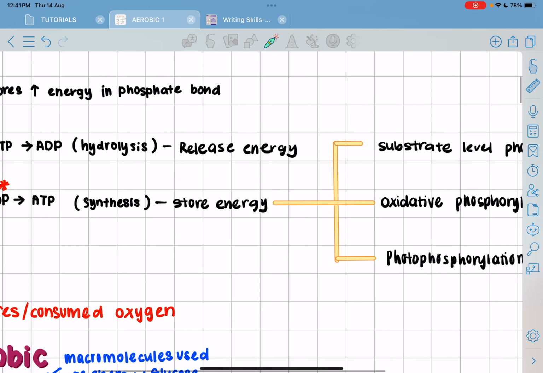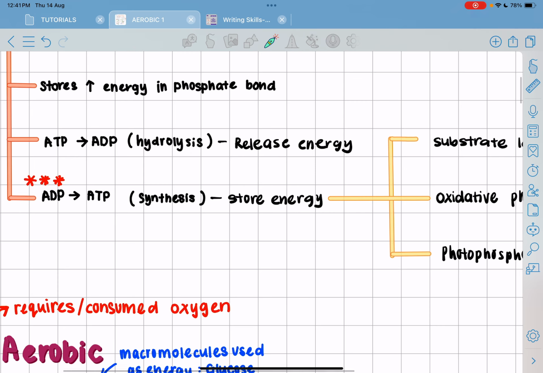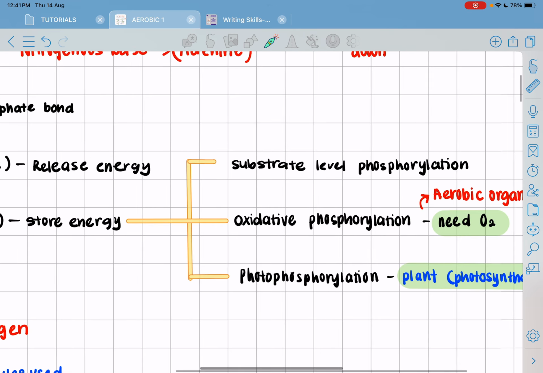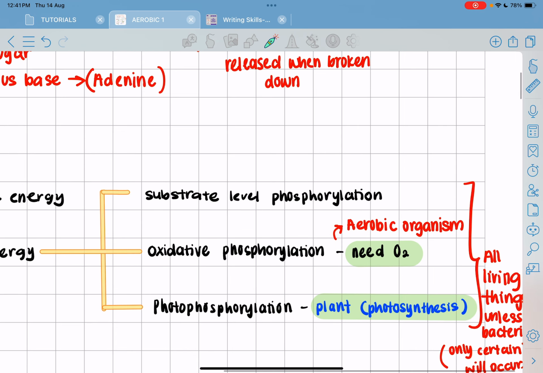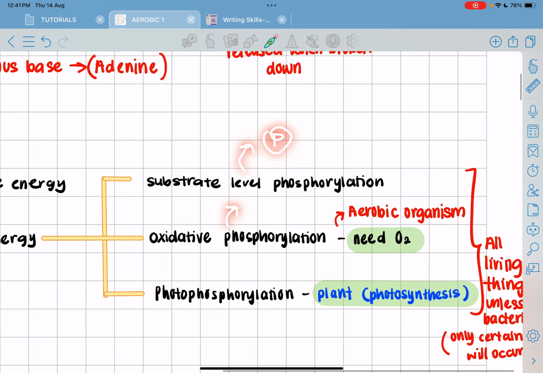So, okay. We go to ATP synthase. We have three types. First, we talk about substrate level phosphorylation. We have oxidative phosphorylation. We have photophosphorylation. Now, substrate level phosphorylation is basically adding of phosphate. Oxidative phosphorylation requires O2. Photophosphorylation only happens in plants. Photophosphorylation occurs in photosynthesis.